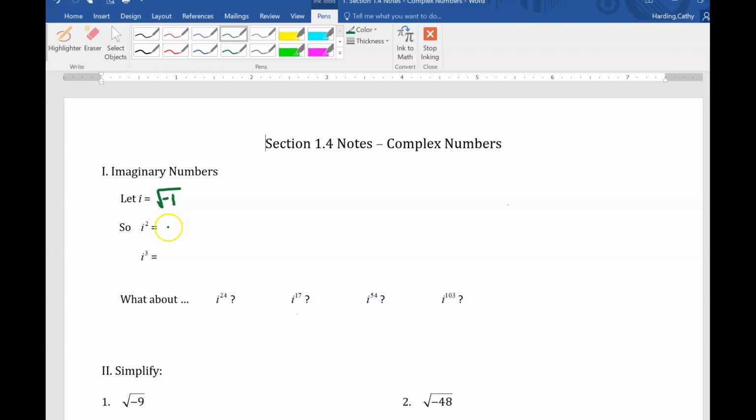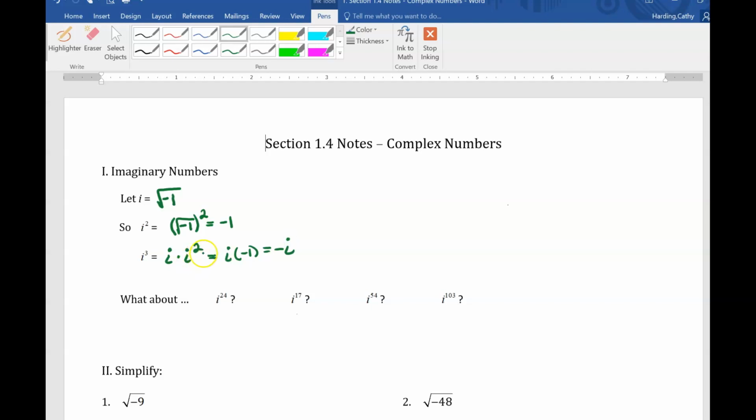So i squared would be the square root of -1 squared, which is just -1. We often use that fact, that i squared is -1. What if we kept going? Well, i cubed is i times i squared, and we already know that i squared is -1. So i to the third is negative i.